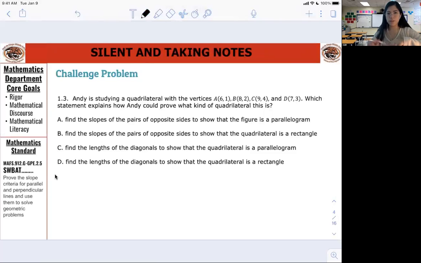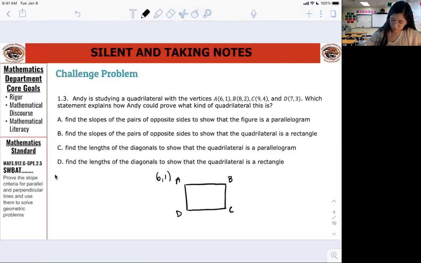Perfect. Okay. So what should I do right away? We know the drill by now. I'm going to just make a little diagram for myself. Okay. A, B, C, D. We've got (6, 1), (8, 2), (9, 4), and (7, 3).